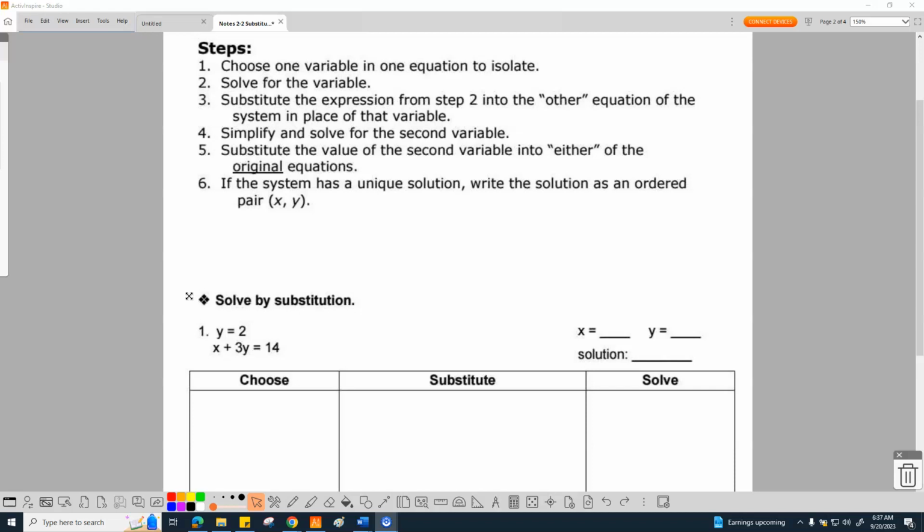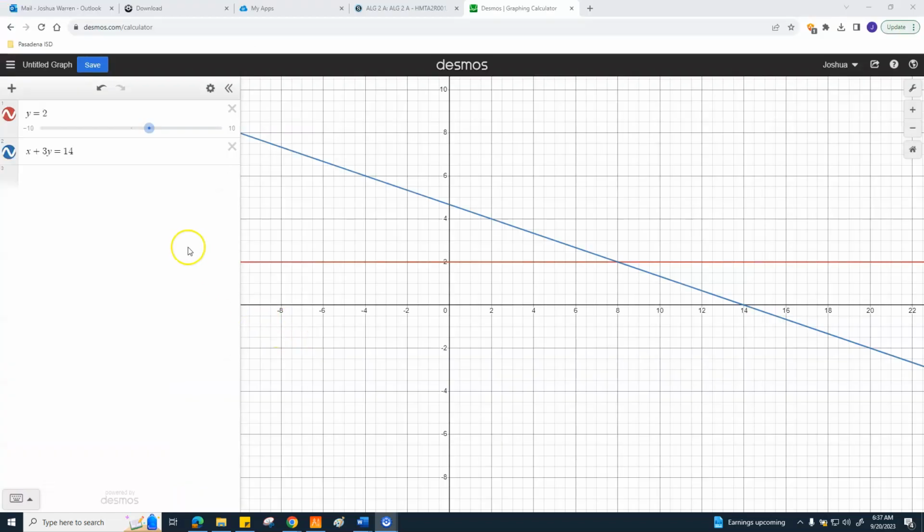So what I want you to do now is push pause on this video, and take these equations, y equals 2 and x plus 3y equals 14, and plug them into Desmos. So I'm going to push pause, you're pushing pause, thank you. Whenever this restarts, you're going to see my screen that has Desmos and these two lines graphed. So get ready for the jump. And it jumped. Here we go.